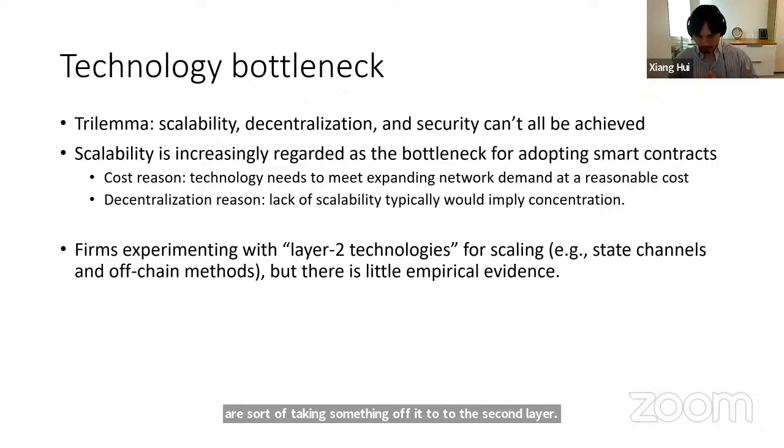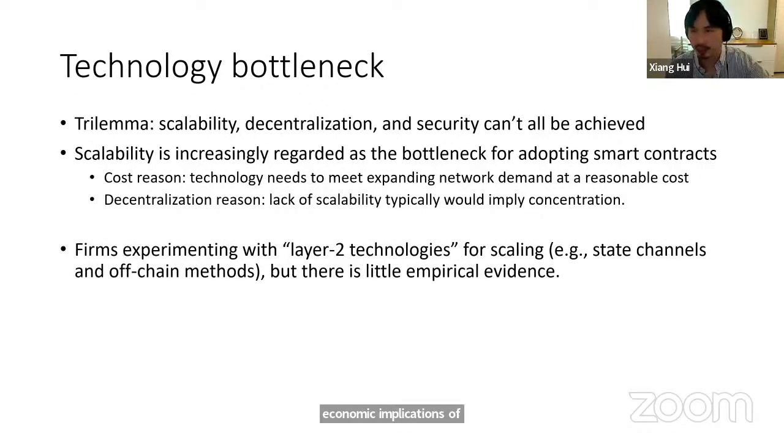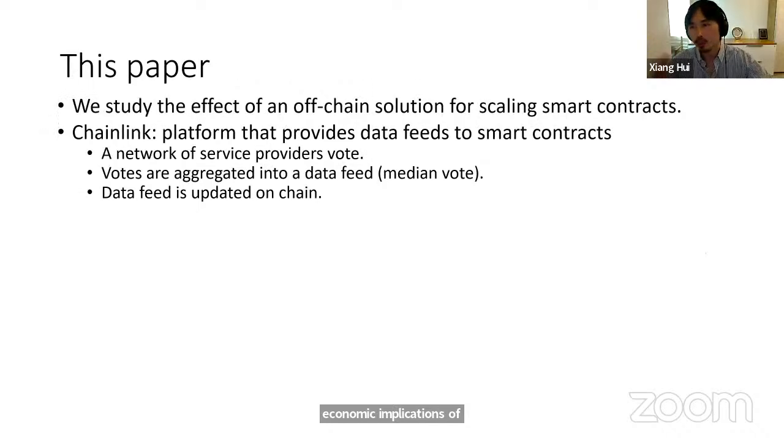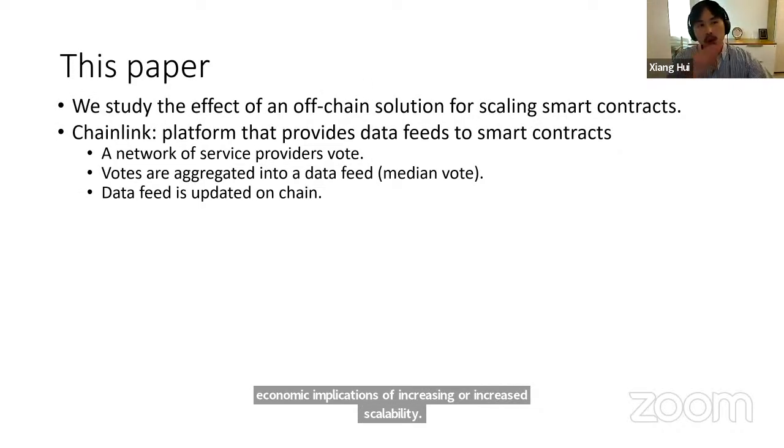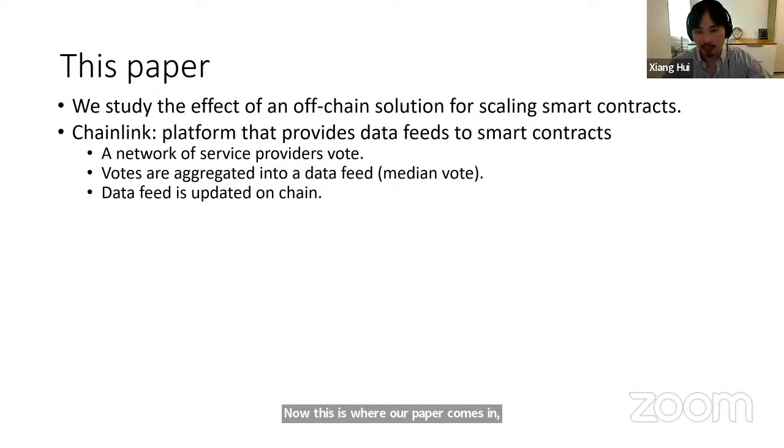Now, despite all of these experimentation efforts, there has been little empirical evidence on whether these things work or not, and also on the economic implications of increased scalability. This is where our paper comes in, where we study the effect of an off-chain solution for scaling smart contracts. The empirical setting in our paper is Chainlink. Again, avoiding all the technical jargon, Chainlink is essentially a platform that provides data feeds to smart contracts.